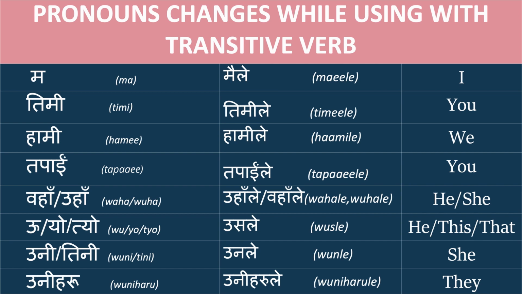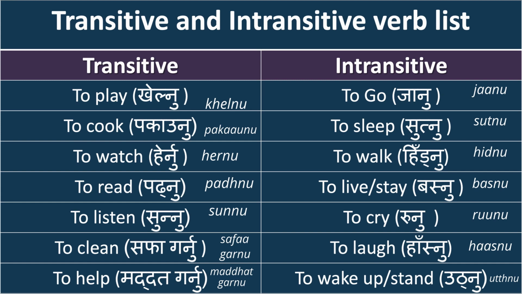Uni and tini, here we have used uni and tini for C subject. So uni changes to unle. Similarly, you can change tini as tinle. Uniharu, uniharule. So you need to change all the subjects given here into maile, timile, hamile, tapaile, wahanle, uhanle, usle, unle, uniharule form while only using with transitive verb. Please make a note, we change the subject only with the transitive verb, not with the intransitive verb. So now let's see some of the examples of transitive and intransitive verb.